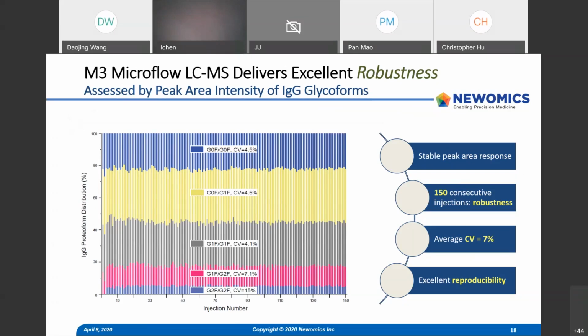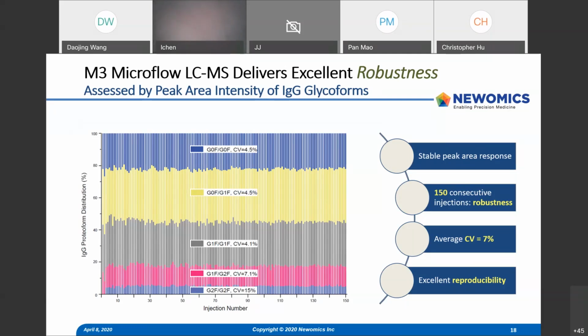As I mentioned, we use 5 different glycoforms for quantitation. For the most abundant one, we got about 4% in CV across 150 runs. We looked at other less abundant ones as well. On average, the CV is 7%. This means our emitter is highly reproducible and highly robust.